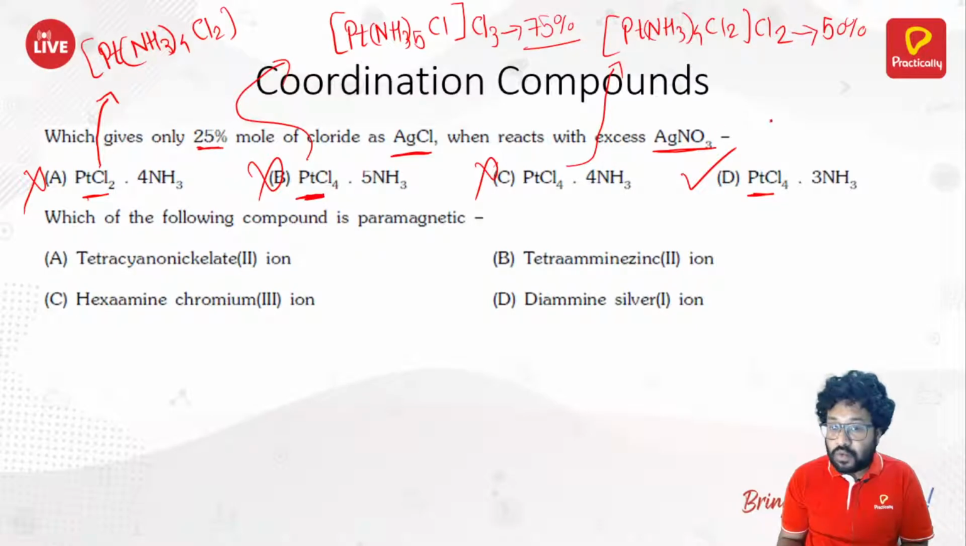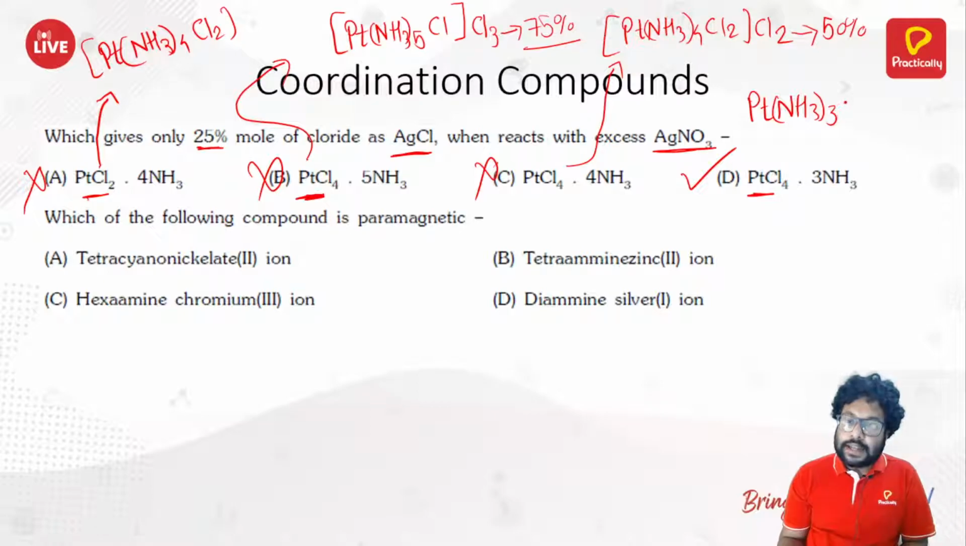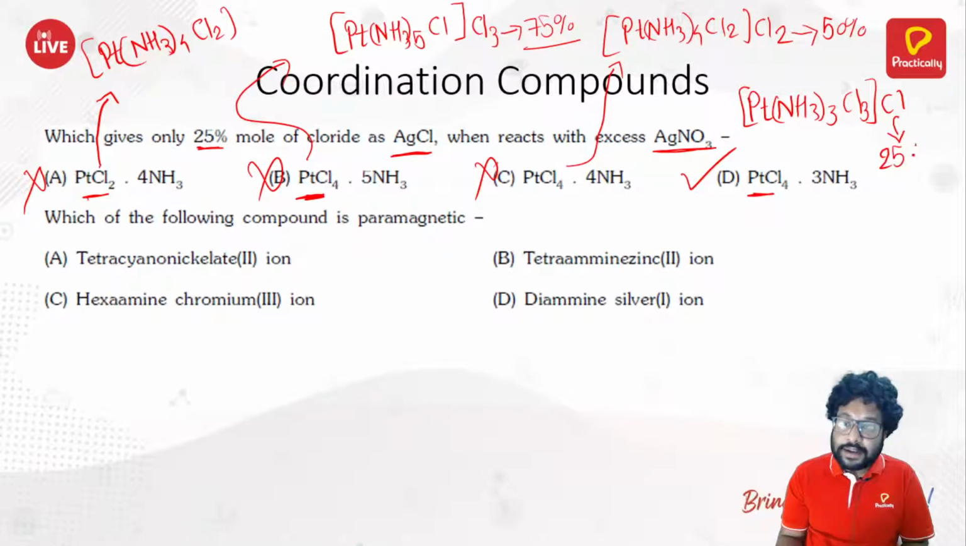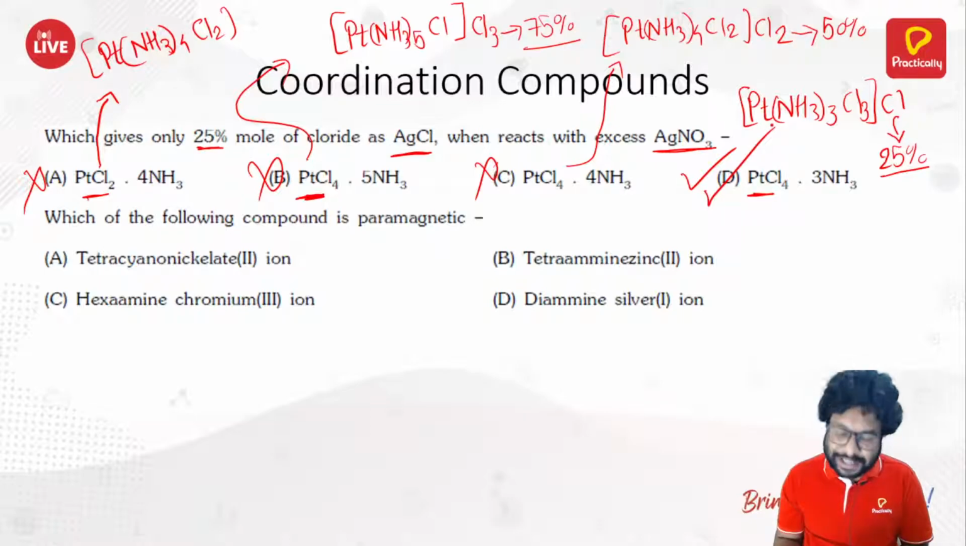But let's see how. The 3 ammonia ligands inside, other 3 valencies are satisfied by 3 chlorine. So out of 4, 3 chlorine come here, 1 chlorine remains, which stays outside. That means this 1 chlorine can get precipitated with the AgNO3 in the form of AgCl. So out of 4, only 1 is going, which is 25%. And that is how this should be your answer.